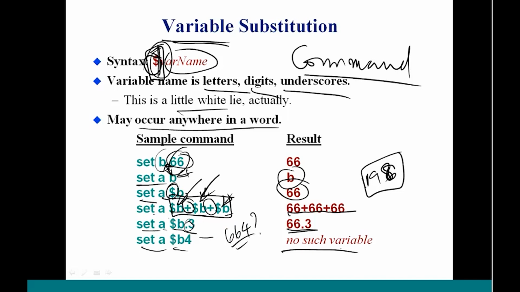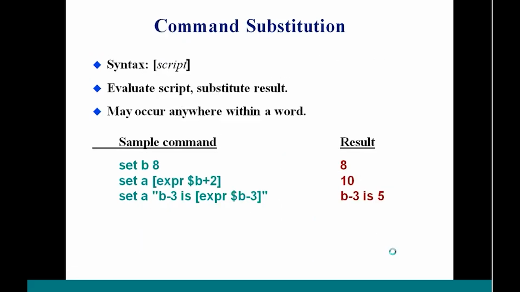Actually, in this case, it just says that there is no such variable, because now the 4 becomes part of the variable name. You can see that the variable name is letters, digits, and underscores. So it treats $B4 as a single variable, and it finds that it is never defined. So it just complains about no such variable.